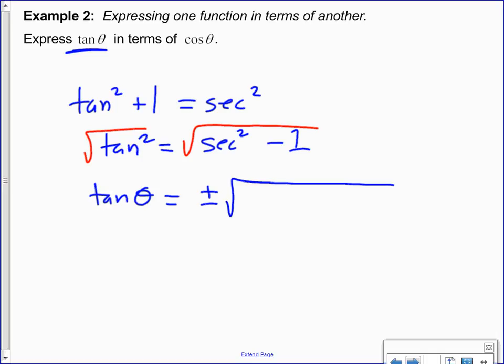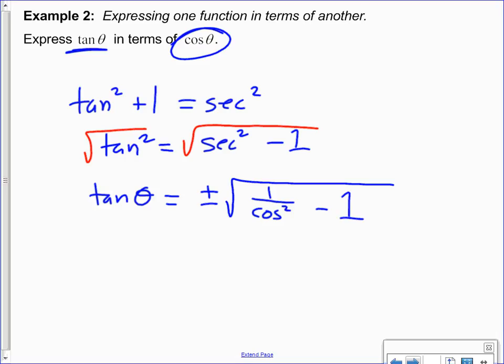Secant squared. Secant is what over what? 1 over cosine. Remember, the goal is to just get cosines. So on this side, I want nothing but cosines. So this is 1 over cosine squared minus 1.